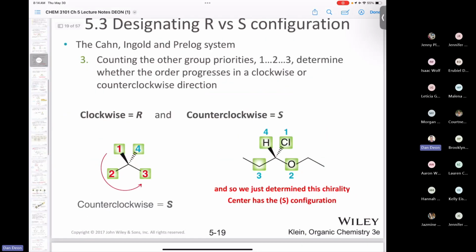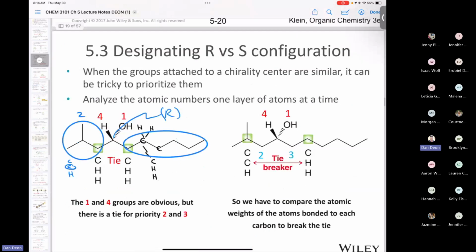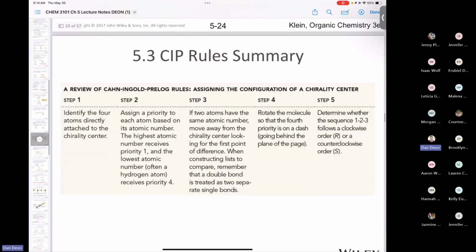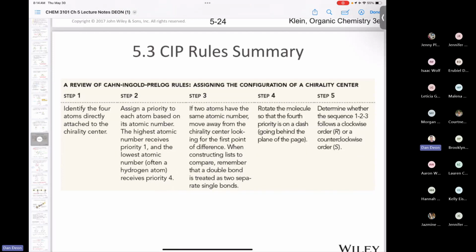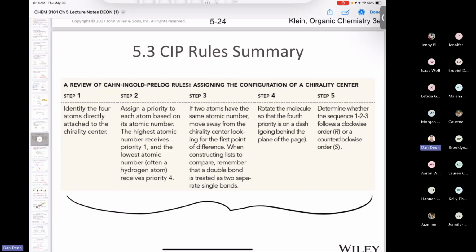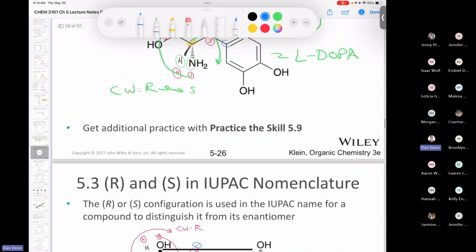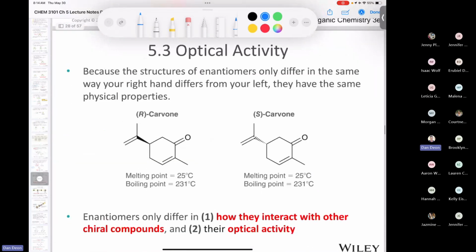So we went through all the Cahn-Ingold-Prelog rules last class. Again, the best way to master it is just to practice it over and over and over. Like I told you last class, students usually get very good at assigning R and S, but these are the rules here, okay? Those are the rules in a nutshell. They are posted in the slides, and of course they're in the textbook. So let's talk a little bit about what's called optical activity.